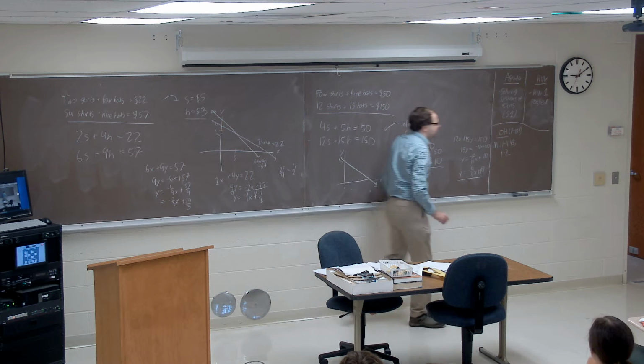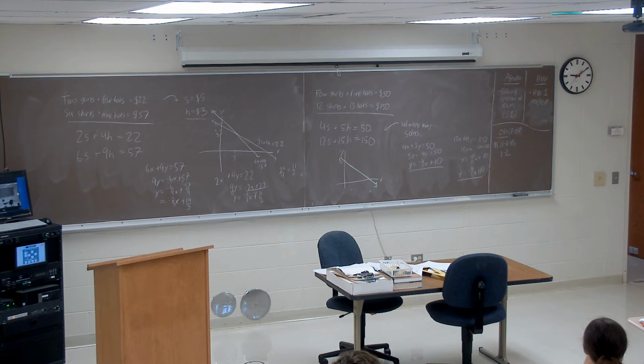Just to be a little bit sassy, what would happen if we tweaked that second system of equations a little bit to get 4s plus 5h equals 50 and 12s plus 15h equals 200? There are no solutions because the lines are parallel. Parallel? Gadzooks. Well, this one would lead to the equation for a line of y equals -4/5 x plus 10.